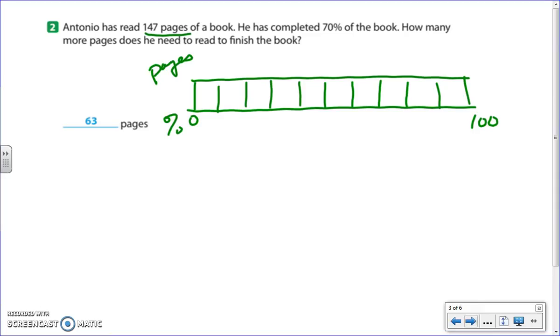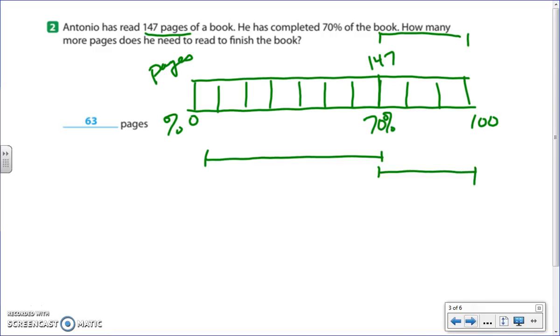So let's see here, 10, 20, 30, 40, 50, 60, 70, 80. Okay. So 70% is right here, this number. And it says that 70% of the book is 147 pages. How many more pages does he need to read to finish the book? So I guess we could use an expression on this. I didn't think about this, so we'll talk about that in a second. For now, I need to know how many pages there are from here to the end. And so if 70% is done from here to here, I need to know what 30% of the pages are.